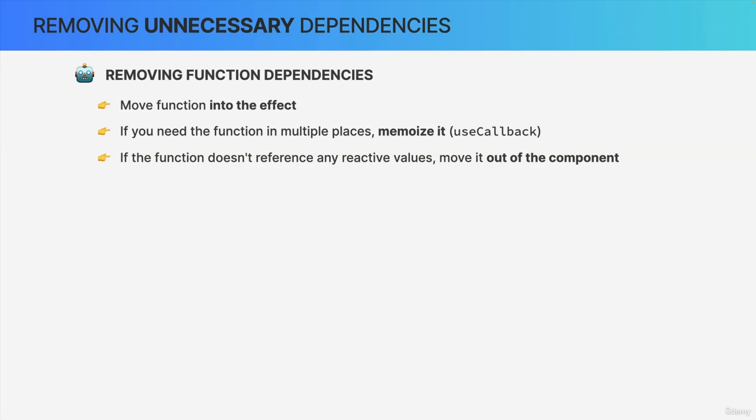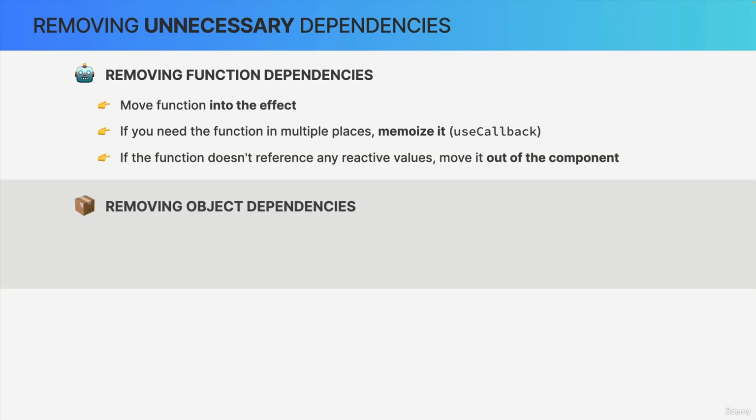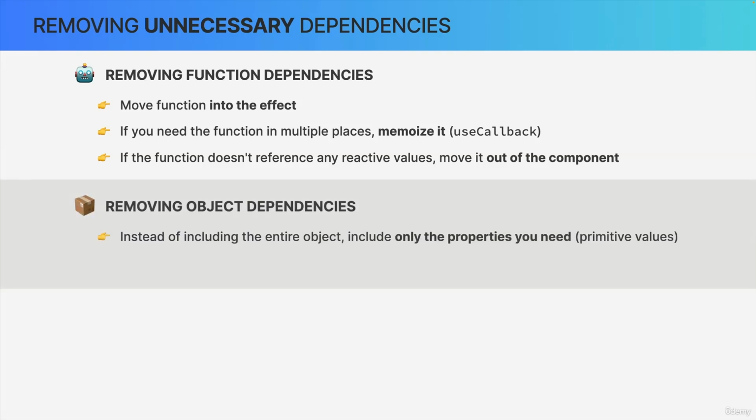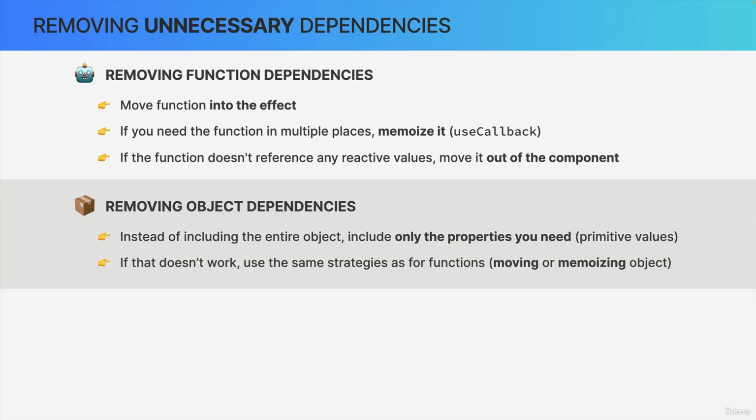Next up, if you want to use an object as a dependency, you can try to not include the entire object, but only the properties that you actually need inside the effect. And you can do this as long as these properties are primitive values like strings or numbers. However, if for some reason that doesn't work for your specific situation, you can try one of the strategies that I mentioned for functions, as they are quite similar.